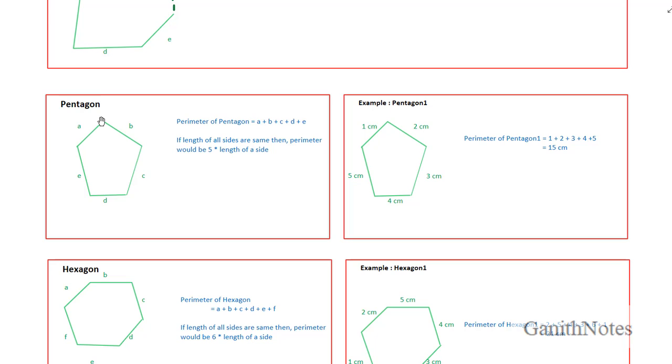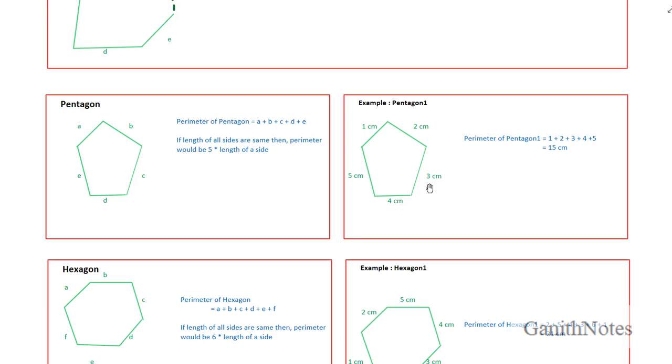So if we consider a pentagon, which is nothing but a 5-sided polygon, we have 5 sides. Each of the sides will have different lengths, a, b, c, d and e. So the perimeter of this pentagon would be a plus b plus c plus d plus e. In case the lengths of all the sides of this particular pentagon are the same, then we can find the perimeter of this pentagon as 5 times the length of a side, since all the sides are of equal length.